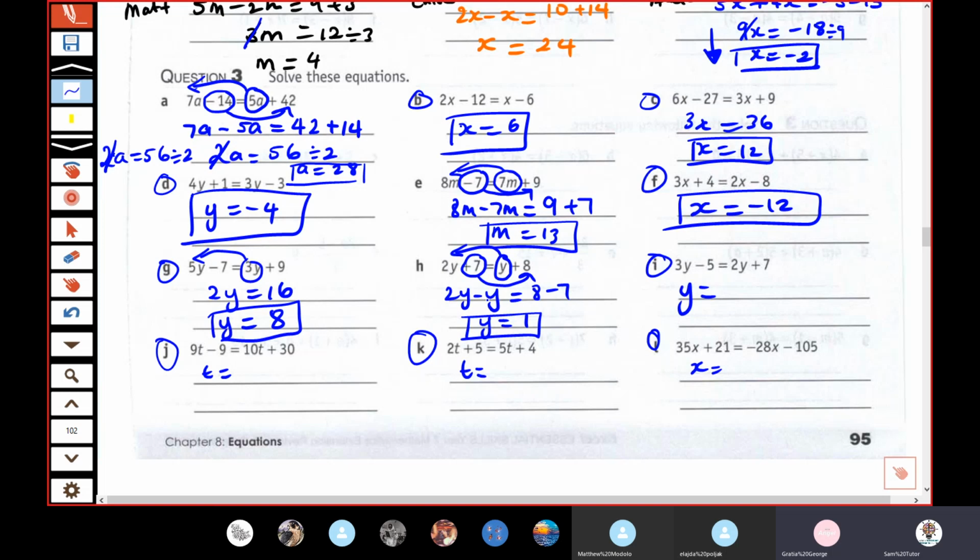For I got 2. Oh, you did 7 take away 5. It should have been 7 plus 5. So it's 12, yeah. Because I did minus 5 plus 7 by accident. I can see that. That's fine.